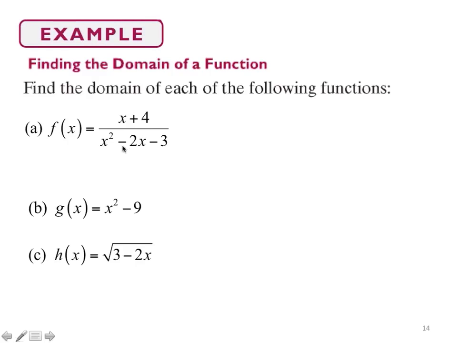So if we look at this example here, f of x equals x plus 4 divided by x squared minus 2x minus 3. Now hopefully you notice here we have a denominator. Denominators cause trouble because if you think for a minute, try to think about which number you're not allowed to divide by, just in general.